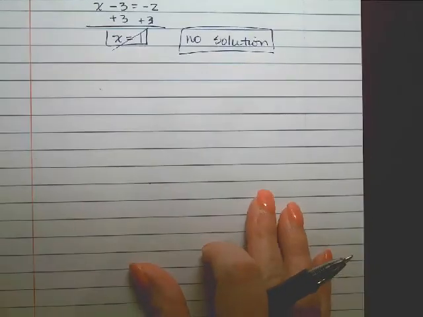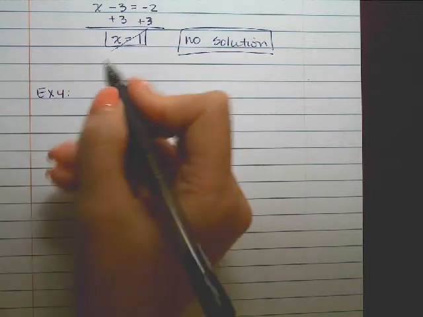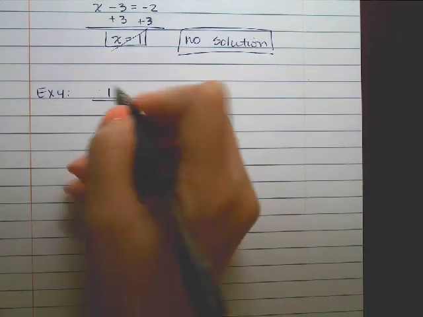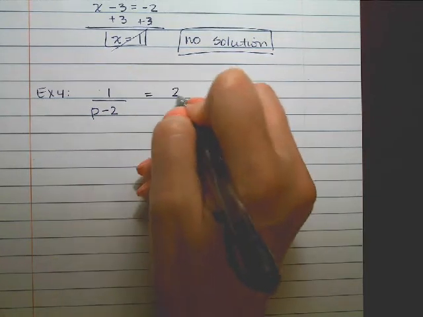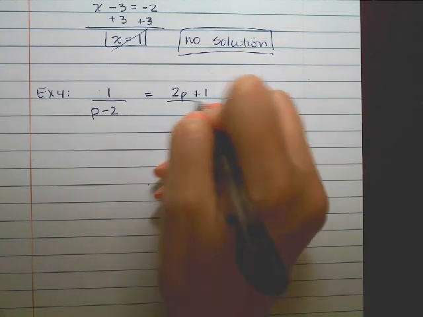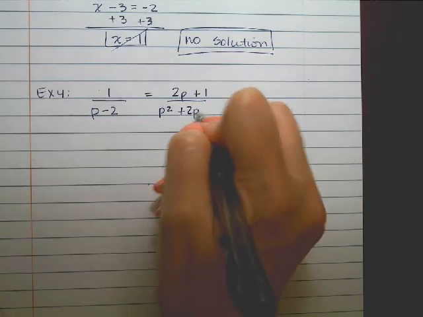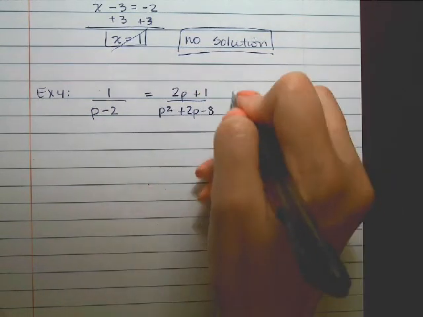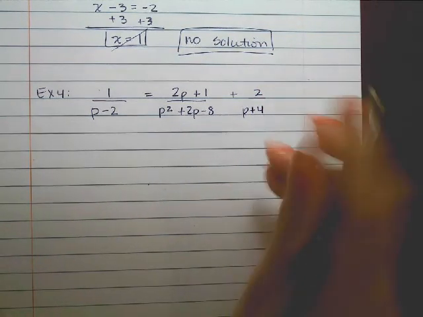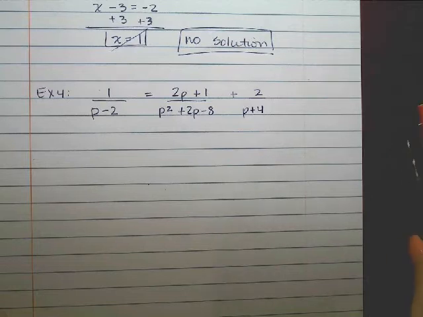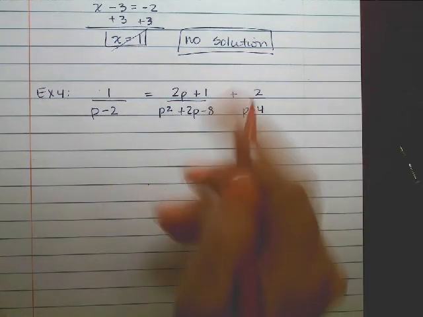All right, we have one more example. We are almost there. Example 4. Okay, so we have 1 over p minus 2 equals 2p plus 1 over p squared plus 2p minus 8 plus 2 over p plus 4. All right, so we have a little bit of factoring that we could do here. No sign changes on this one, but factoring.